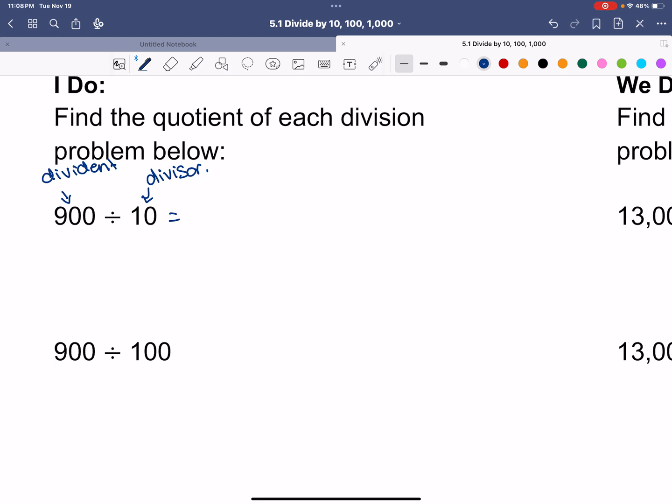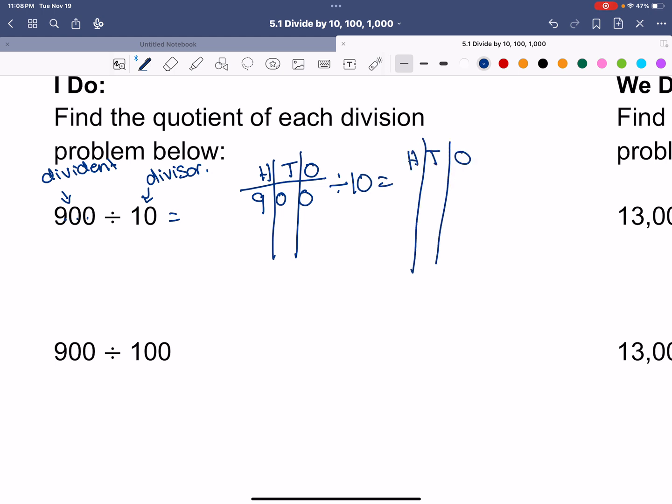So 900 divided by 10. My first step is to put it in a place value chart. So I got 1, 2, 3 places. OTH. 900 divided by 10 equals, and I'm going to put another place value chart on this side, HTO. Let's see. Now, how many sets of 10 do I have? I just have one set of 10. That means I'm going to move the number 1 place. So that's 1 place, so it will become 90. So let's take a look here.